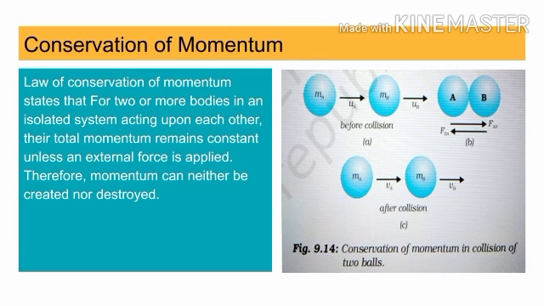Conservation of momentum. The law of conservation of momentum states that for two or more bodies in an isolated system acting upon each other, their total momentum remains constant unless an external force is applied. Therefore, momentum can neither be created nor destroyed. Here is the following reference image which shows conservation of momentum in the collision of two bodies, having masses ma and mb with moving velocities ua and ub.